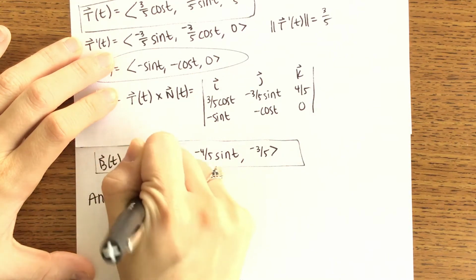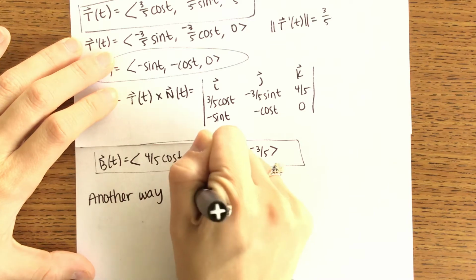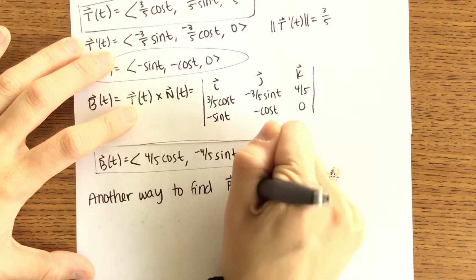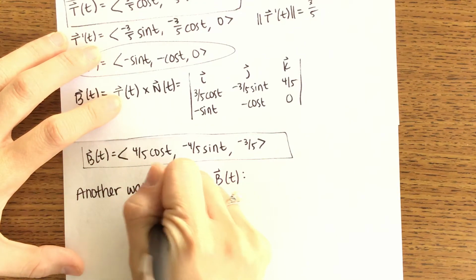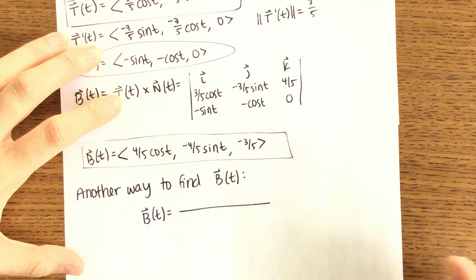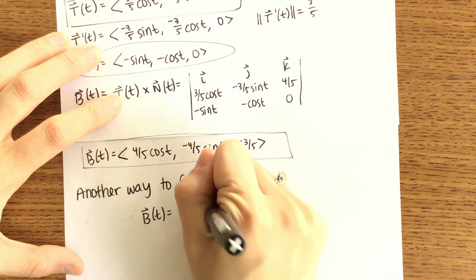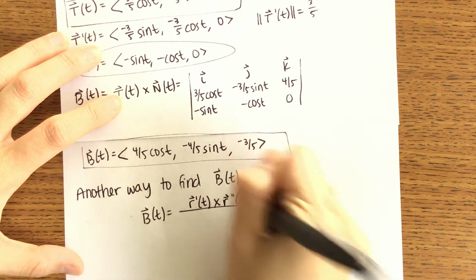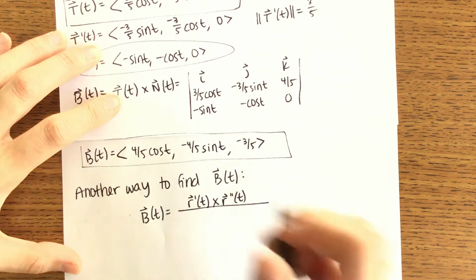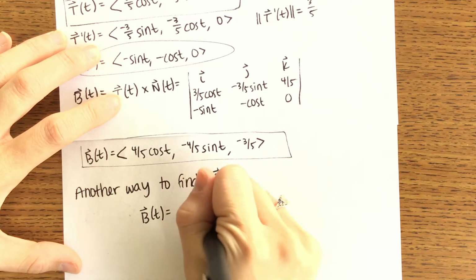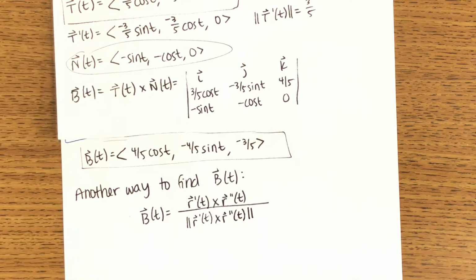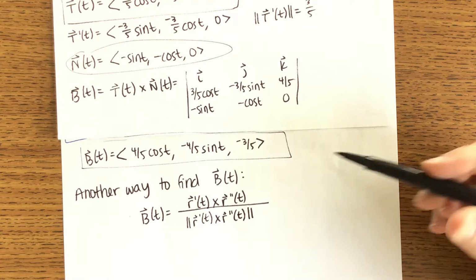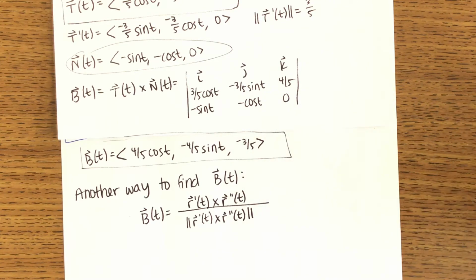Here is one other way to find the binormal vector. In the numerator, it's going to be r prime of t crossed with r double prime of t. And then the denominator is going to be the magnitude of that vector. So that's very similar to what we just did. You need to know this formula. I'm never going to tell you to use one over another, though.